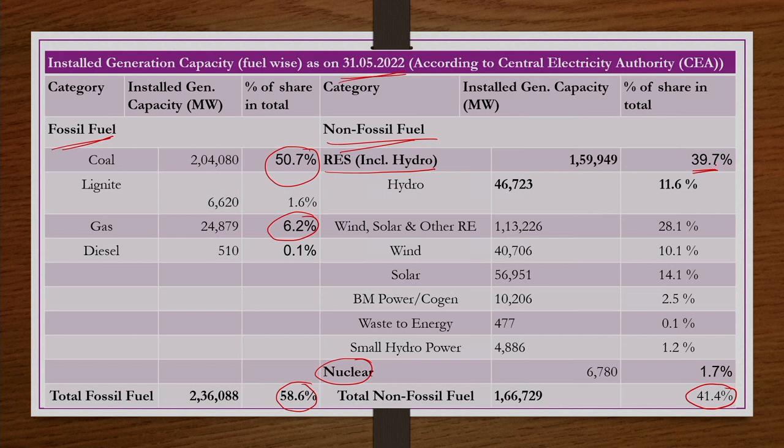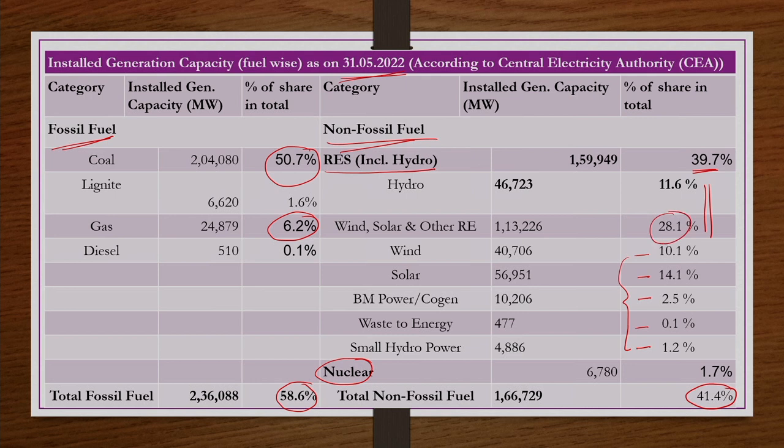39.7% is renewable energy sources including hydropower, that is the addition of these two numbers: 11.6% by hydro, and 28.1% by wind, solar and other renewable energy resources. If you break down these other renewable energy resources, then we have wind energy 10.1%, solar 14.1%, biomass power cogeneration 2.5%, waste to energy 0.1%, and small hydropower 1.2%. When you add these together, you get 28.1%.